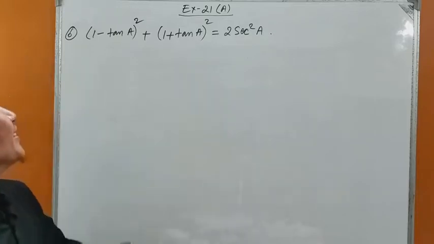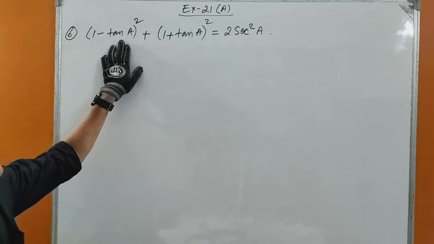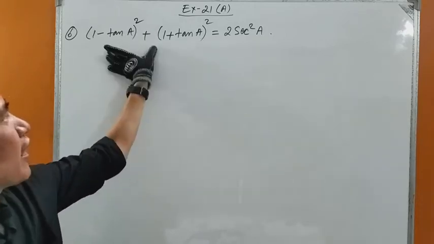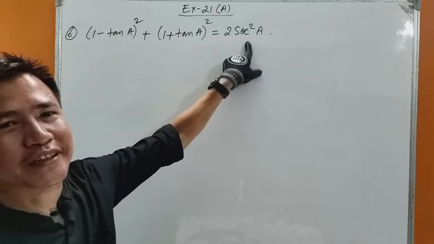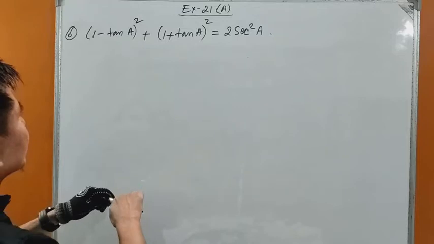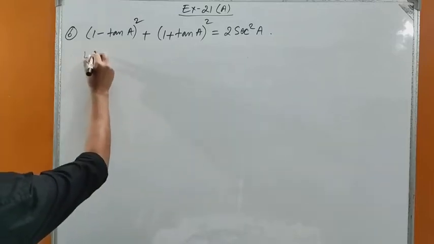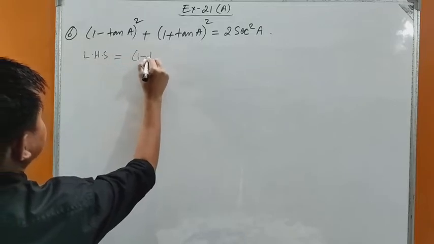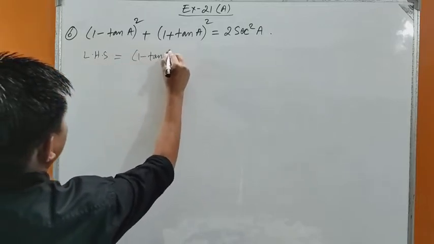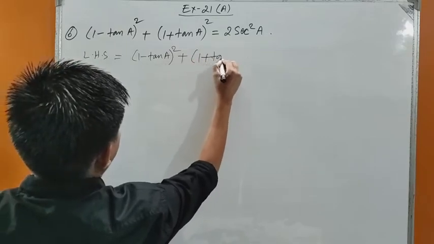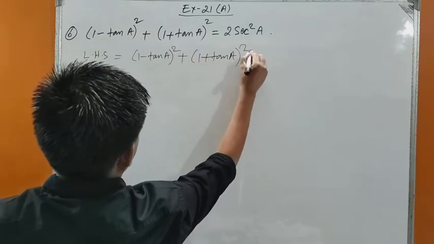Okay, so let's begin. We have (1 minus tan A) whole square plus (1 plus tan A) whole square in the left hand side, and we are asked to prove this equals 2 sec square A, isn't it? So let's begin. Let's copy the left hand side as it is. Left hand side equals (1 minus tan A) whole square plus (1 plus tan A) whole square.